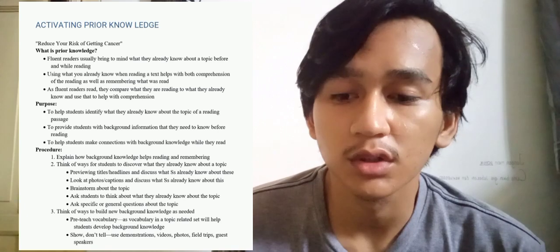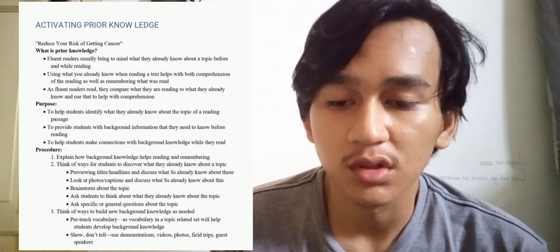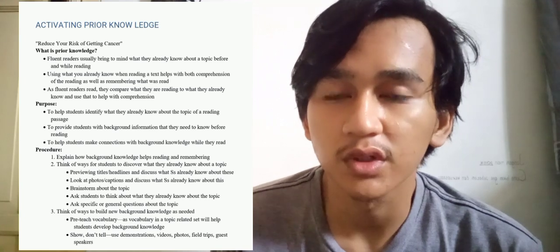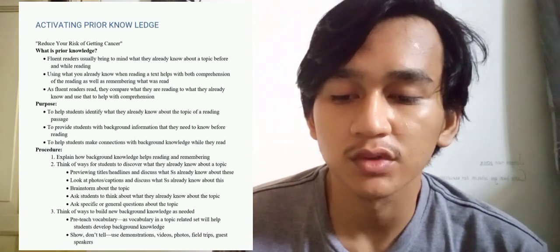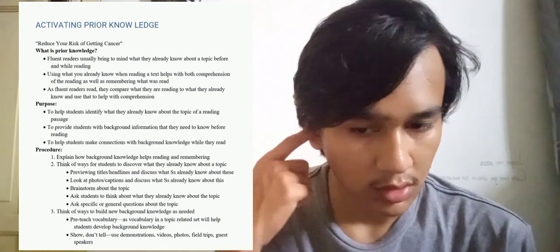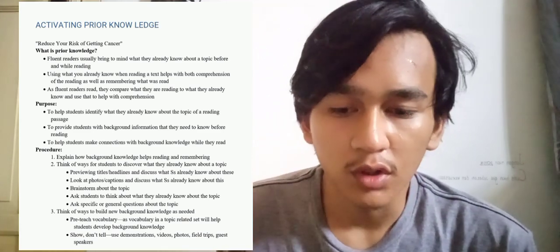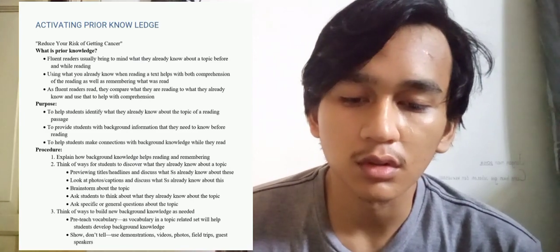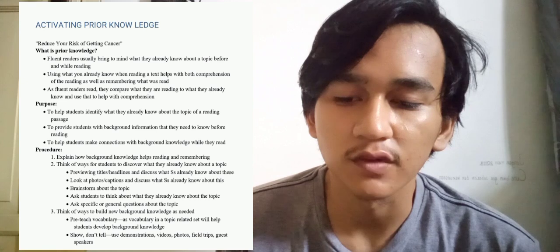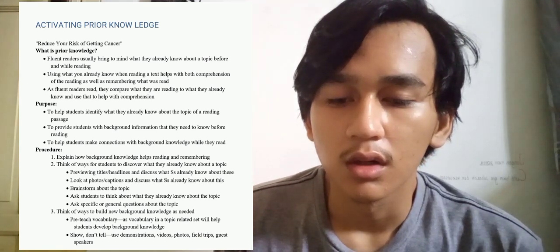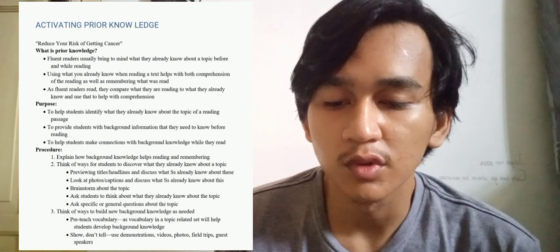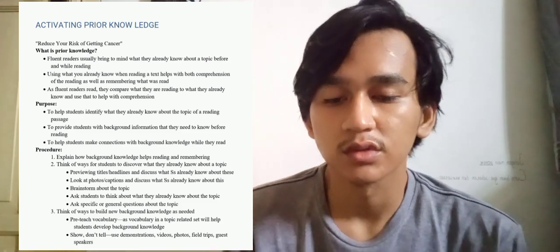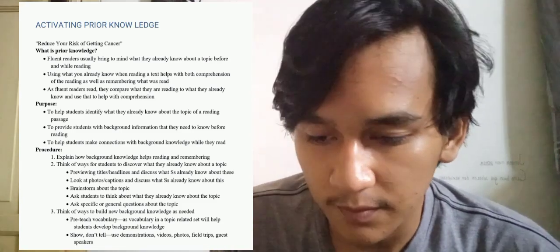Brainstorm about the topic. Ask students to think about what they already know about the topic. Ask specific or general questions about the topic. Three, think of ways to build new background knowledge as needed, like pre-teaching vocabulary, as vocabulary and a topic-related set will help students develop background knowledge. Show, don't tell: use demonstrations, videos, photos, field trips, guest speakers.